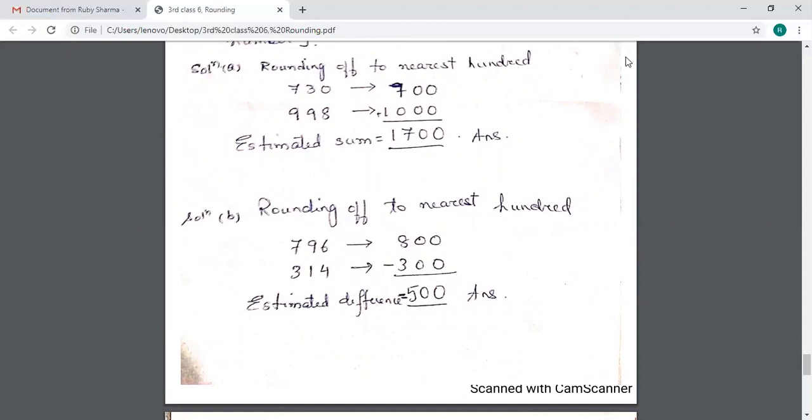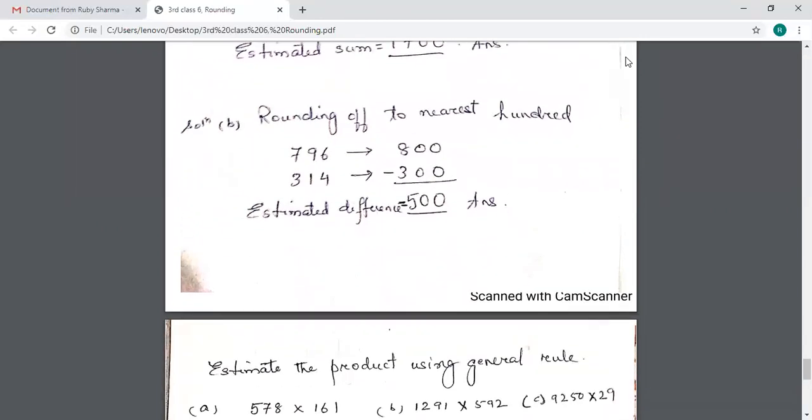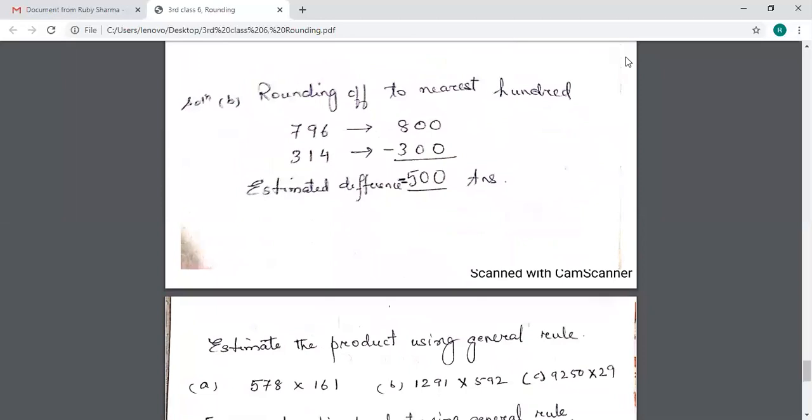Similarly, for your estimated difference, you also have to round off both the numbers to the same place. So here also, since both are 3-digit numbers, and we see 796, so ones, tens, hundreds, and 300. So we round off both to hundreds.